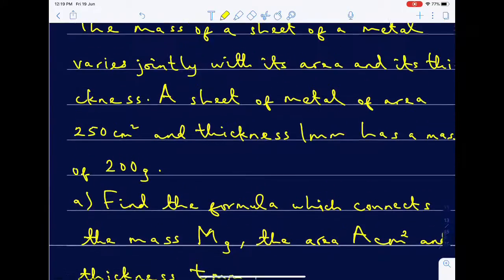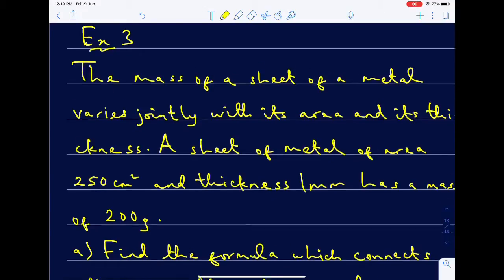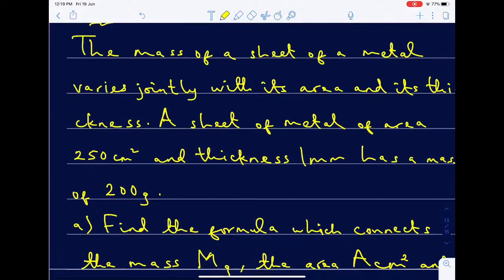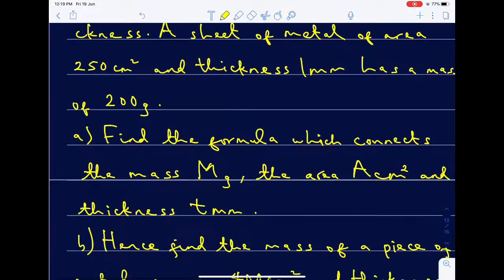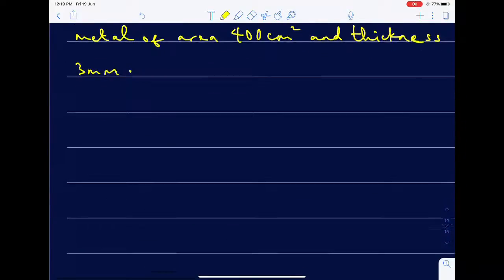So let's see, that looks like a long one, but I'm sure it's simple. The mass of a sheet of metal varies jointly with its area and its thickness. A sheet of metal of area 250 centimeters squared and thickness 1 millimeter has a mass of 200 grams. Find the formula which connects the mass m in grams, the area A in centimeters squared, and thickness t in millimeters. All right, that's the solution.